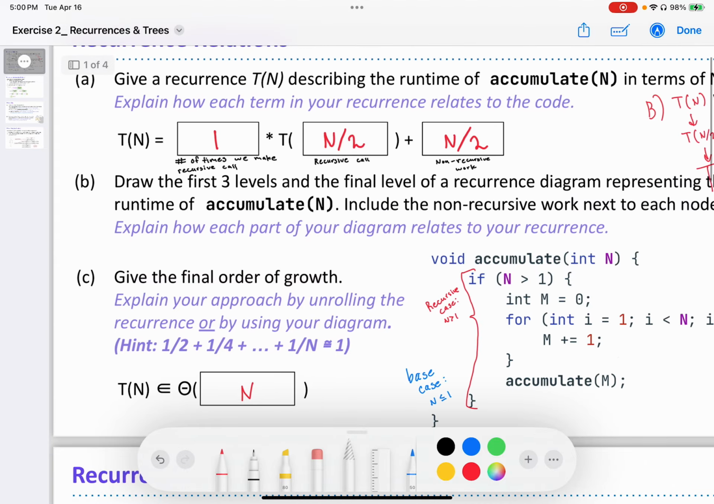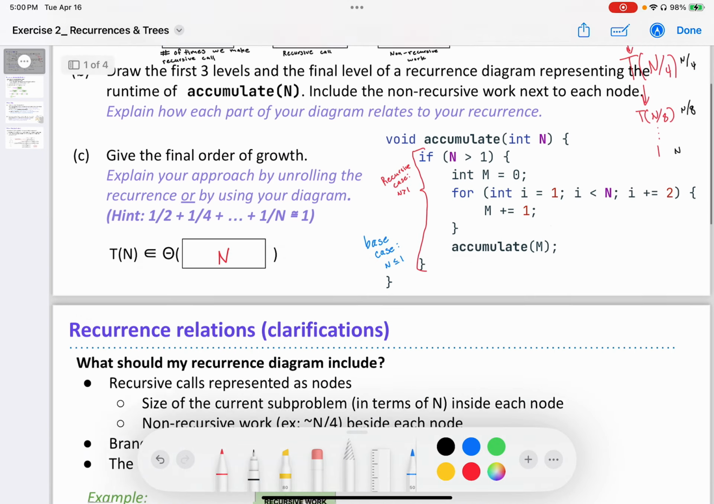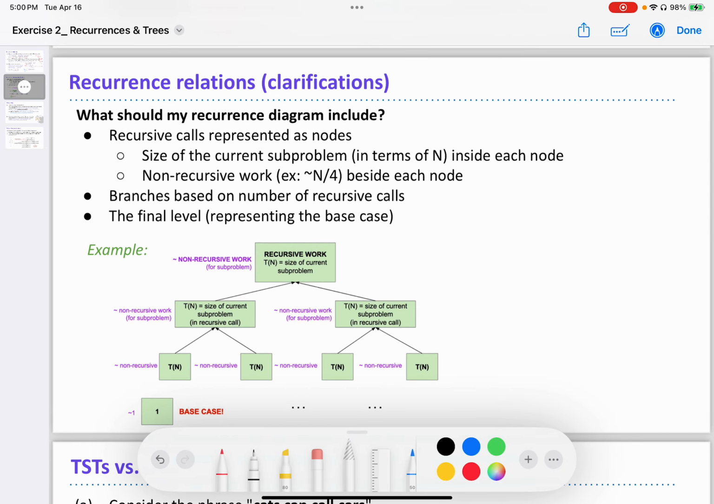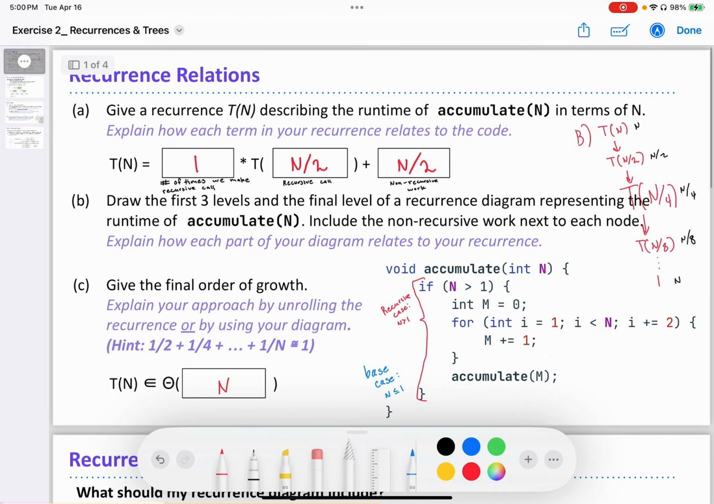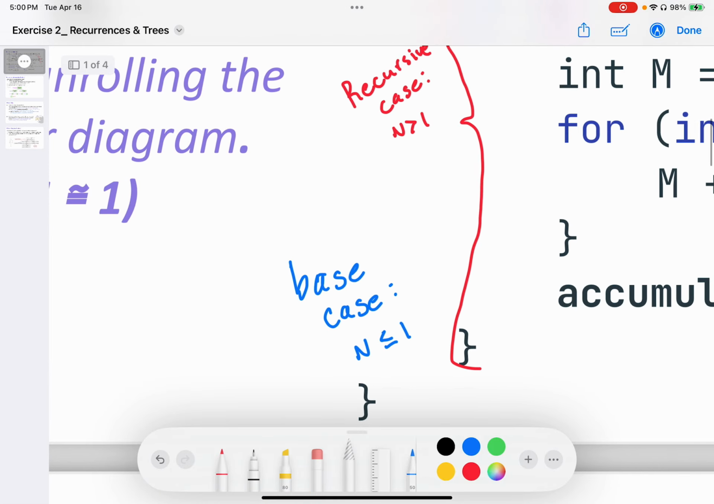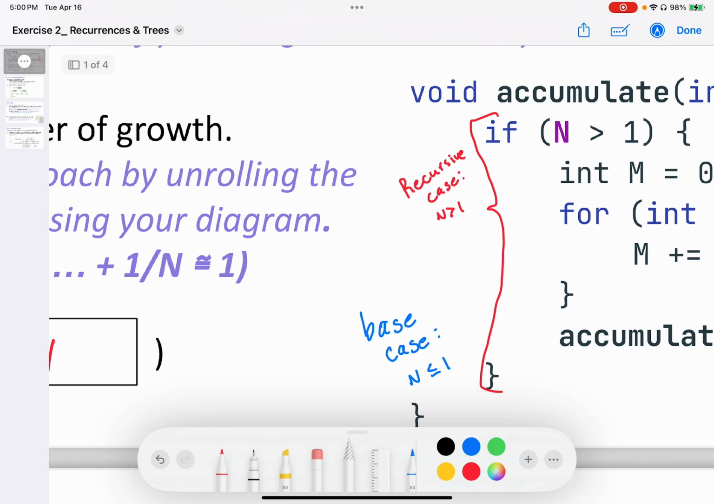which is also why the final order of growth is n. And the reason we know it's 1 is because the hint from the next slide sort of gives us that hint that the base case is the final order of growth. And in this case, the base case is when n is less than or equal to 1, as the recursive case is when n is greater than 1.